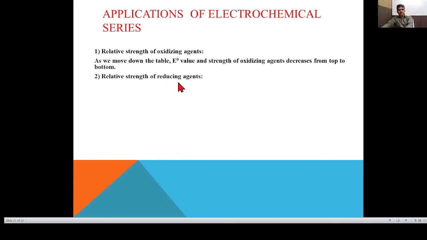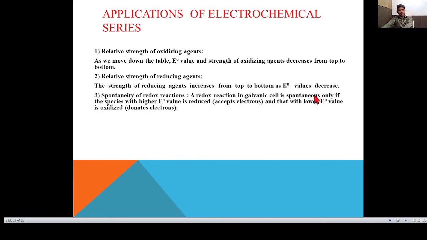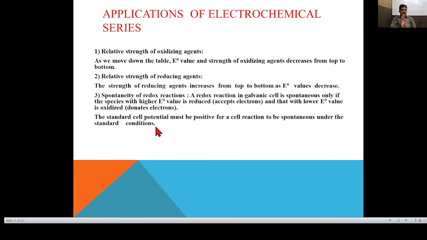Second, the relative strength of reducing agents. The lower the potential, the greater the tendency to oxidation, which means it acts as a reducing agent. So the strength of the reducing agent increases from top to bottom as E0 values decrease. Third, spontaneity of a redox reaction. A redox reaction in a galvanic cell is spontaneous only if the species with the higher E0 value is reduced and the one with the lower value is oxidized. The standard cell potential can be calculated from the formula E0 cell is equal to E0 cathode minus E0 anode.